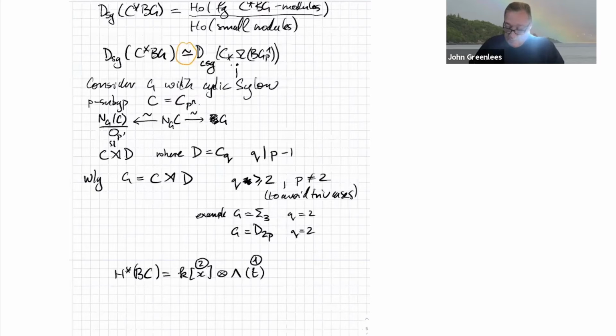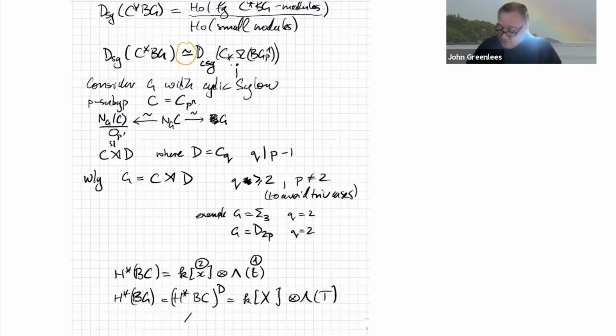So how do I get the cohomology of BG? Well, I take the invariants under D, and D acts to multiply T by a qth root of unity. So this is just polynomial on a capital X, tensor exterior on a capital T, where capital X is the qth power of little x, and capital T is x to the q minus 1 times t. So x is of degree 2q, and t is of degree 2q minus 1.